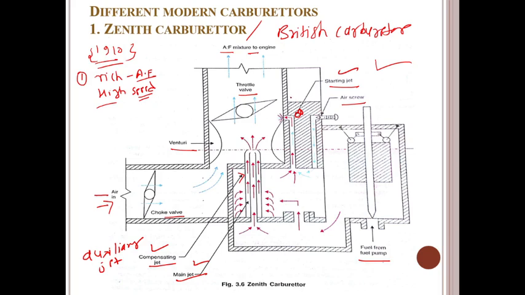Then another is the choke. This is the choke valve, you observe there. Then the throttle valve will be there. So these are the various components of this Zenith carburetor.